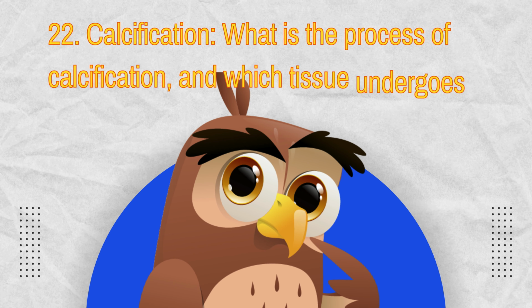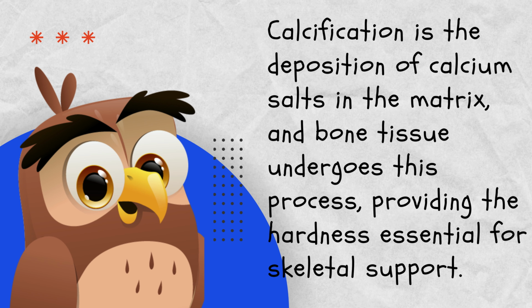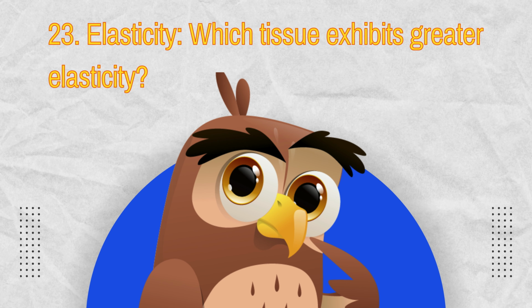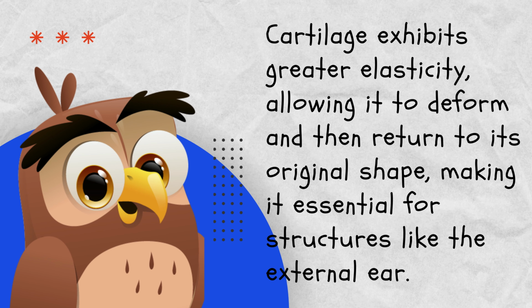22. Calcification. What is the process of calcification, and which tissue undergoes it? Calcification is the deposition of calcium salts in the matrix, and bone tissue undergoes this process, providing the hardness essential for skeletal support. 23. Elasticity. Which tissue exhibits greater elasticity? Cartilage exhibits greater elasticity, allowing it to deform and then return to its original shape, making it essential for structures like the external ear.